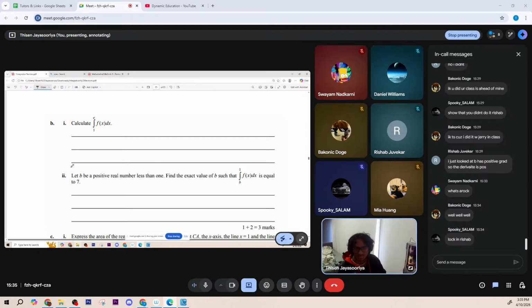Swayham, does that make sense what the average rate of change is, though? Okay. So how can I evaluate this integral real quick on my good old friend, the CAS calculator?